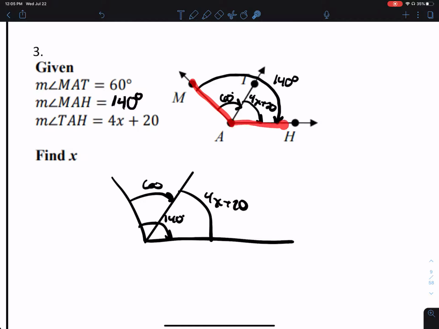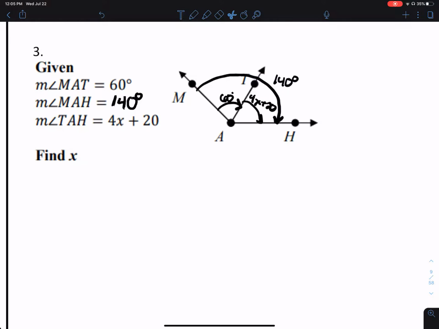If the angle you're using is bigger, draw the arc further away so that you can see that it's bigger. It's a suggestion that I strongly recommend. I won't count it wrong if you ever draw it like that.